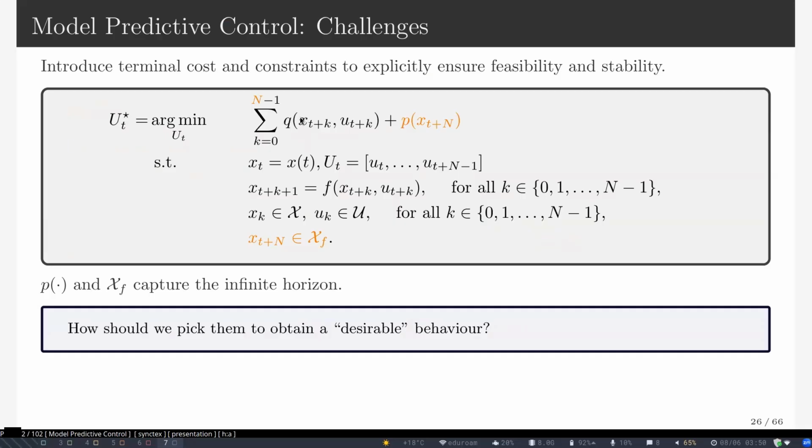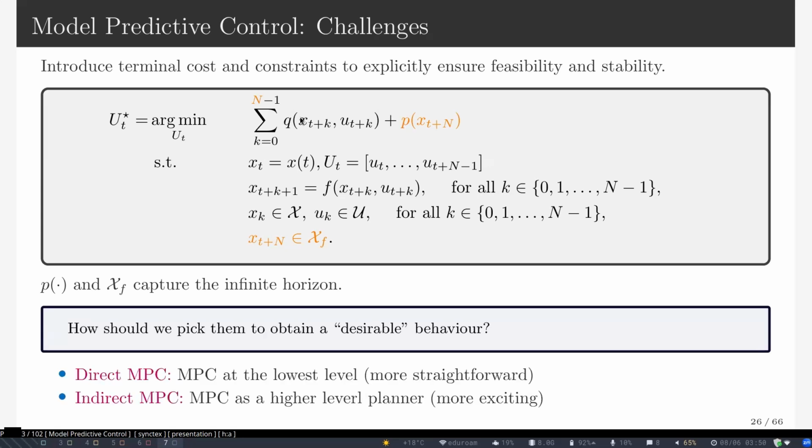So as I said, introduce terminal costs and constraints. We capture the feasibility and the stability side of things. And then really, how can we pick these costs to get the performance that we want. It's just saying the same thing from the last slide. There are two ways of thinking about MPC implementation, direct and indirect. Direct is when MPC is implemented at the lowest level. So that's the real-time controller. Indirect is when it sits at the planning level.